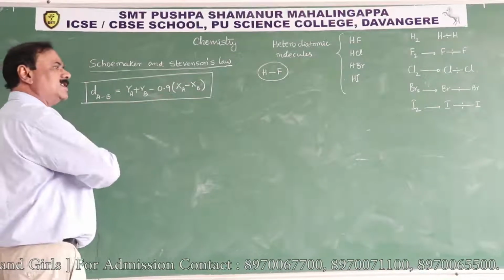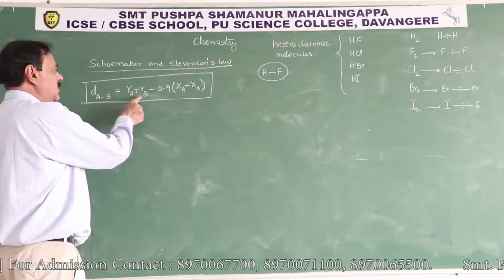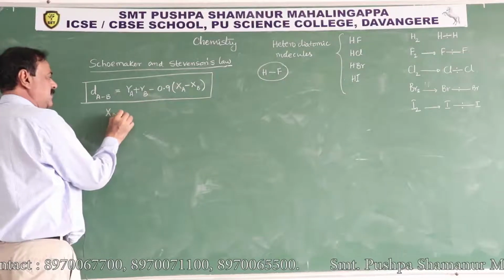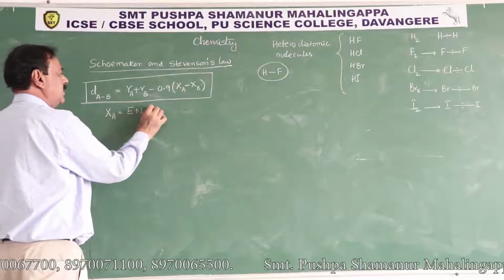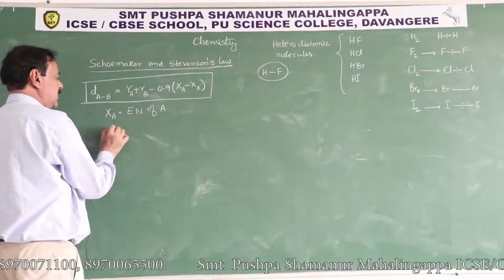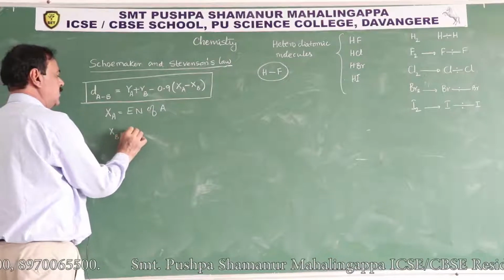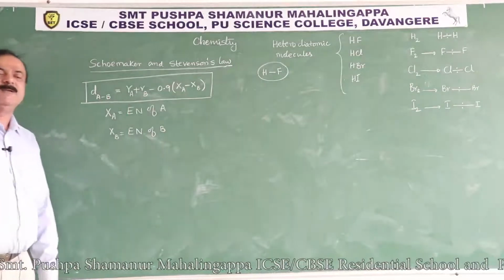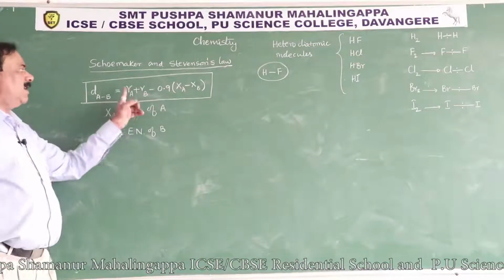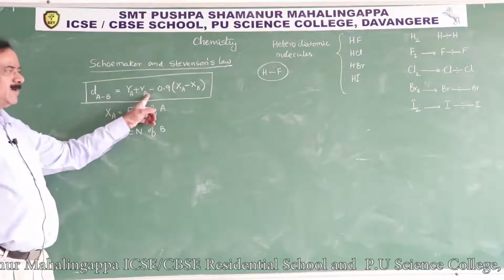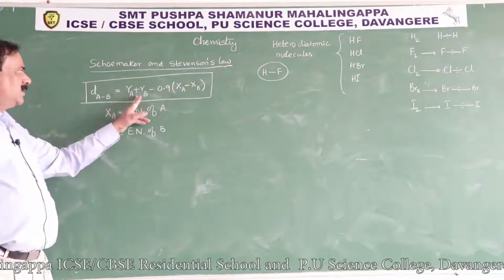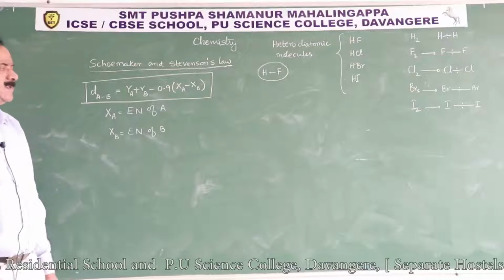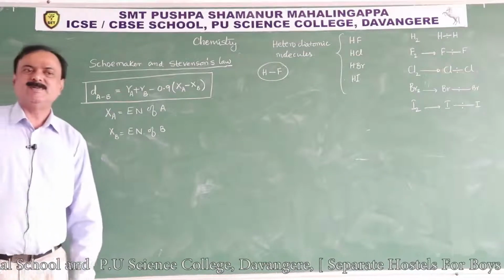Now, the decrease in the distance is given by RA + RB - 0.9 into (XA - XB), where XA is the electronegativity of element A and XB is the electronegativity of element B. In entrance exams, they may give the RA and RB values, or they may not. That is the homonuclear distance, and given the electronegativity difference between the two elements, you have to calculate the distance between these two.